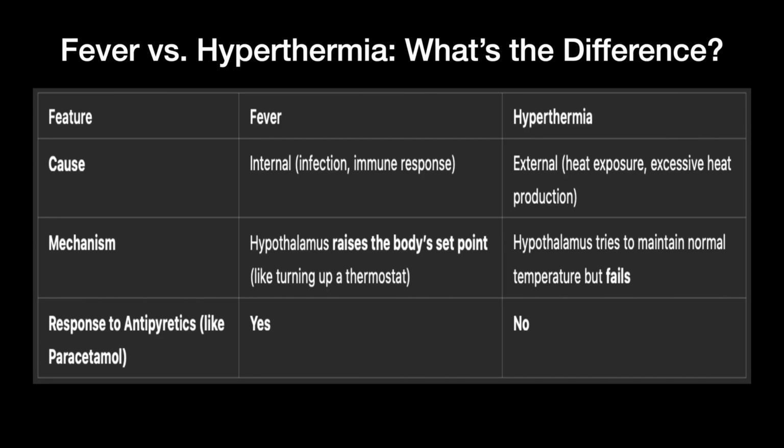So there is a difference between hyperthermia and fever. Fever is something which is essentially internal, which is a response to the infection or immune response. Hyperthermia is more because of excessive heat production, or if the patient has exposure to the heat. In fever, the mechanism is that the set point, the thermostat, is turned up. But in hyperthermia, even though the thermostat is normal, the body is unable to maintain it. So the response to antipyretics like paracetamol is there in fever, but in hyperthermia you will not find any response to antipyretics.